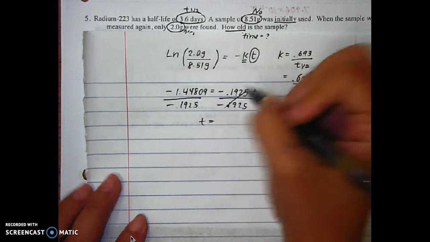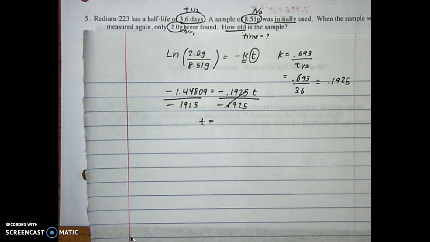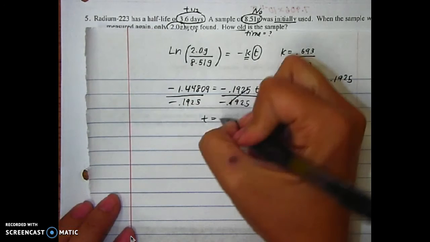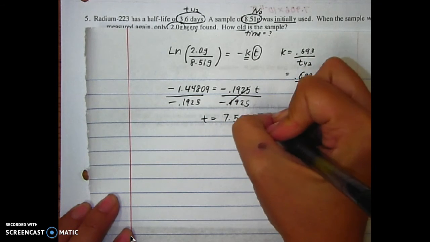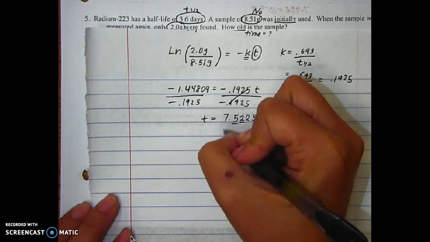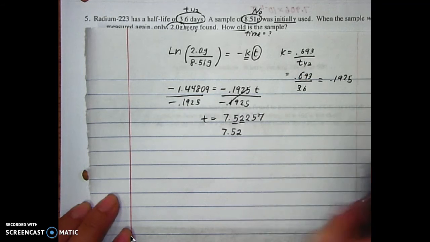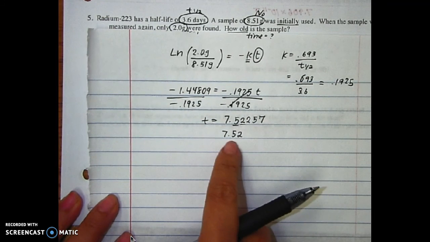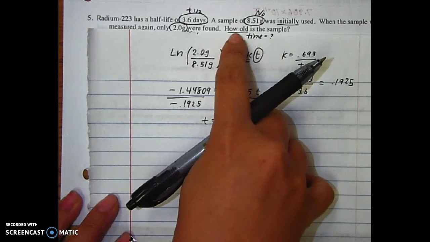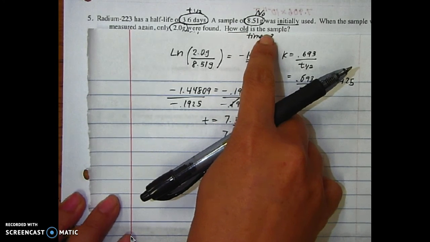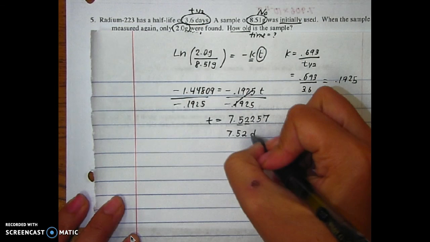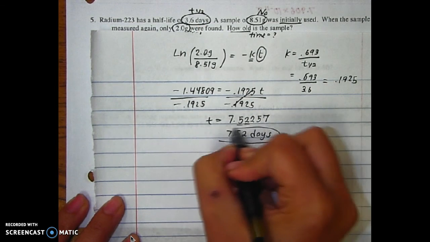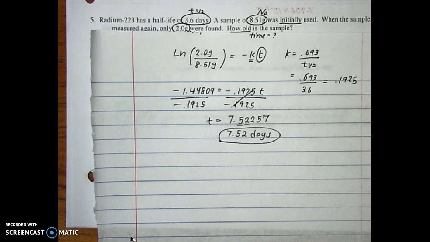And that cancels, and we're going to get 7.52257. I'm going to just round it to 2 places after the decimal. And for the units, you know that you're looking for how old is a sample, and we could figure this out by looking at the half-life. So we have days, so you know that we're looking at 7.52 days for this answer, and that's all.